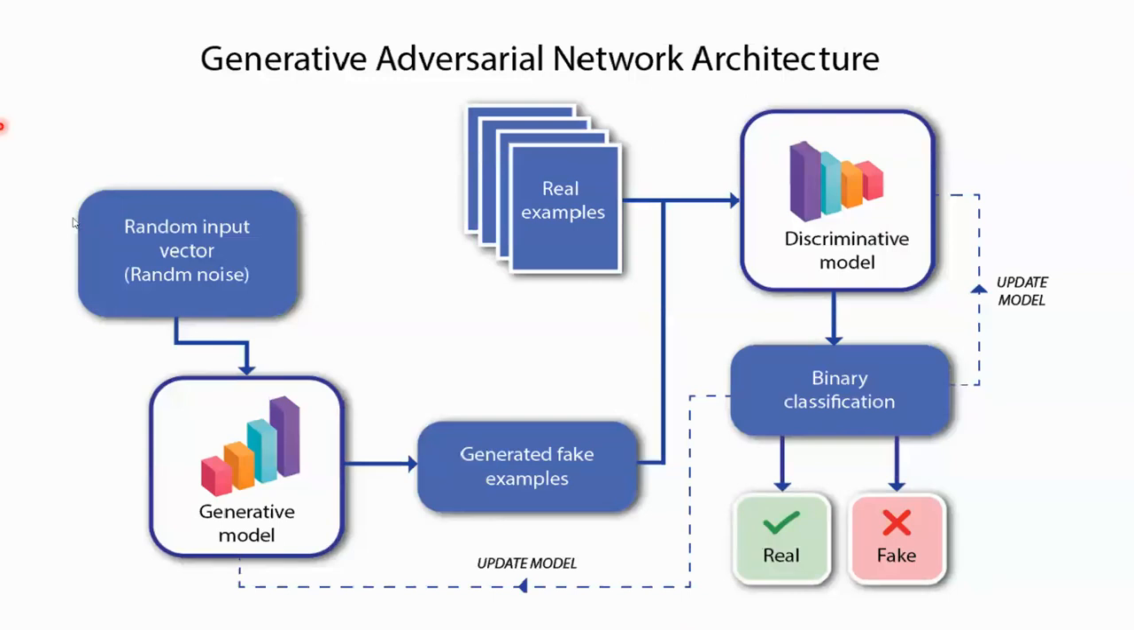The main concept here is generative. If this architecture wants to run, you not only need the generative model, you also need the discriminative model. So I give some input, and the generative model learns all the features and generates fake examples. That will not go directly to the binary classification. Instead, it will go to the discriminative model. The discriminative model is also provided with the real examples, and then it does binary classification, deciding whether it is real or fake.